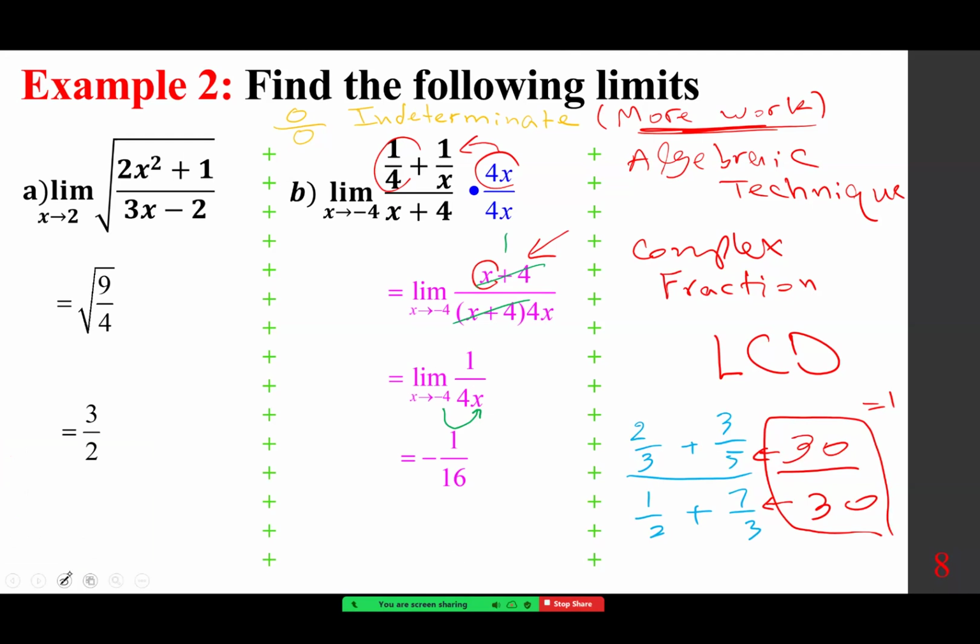So it is important to know indeterminate form may end up being 0, infinity, or any other number. It ended up with negative 1 over 16.